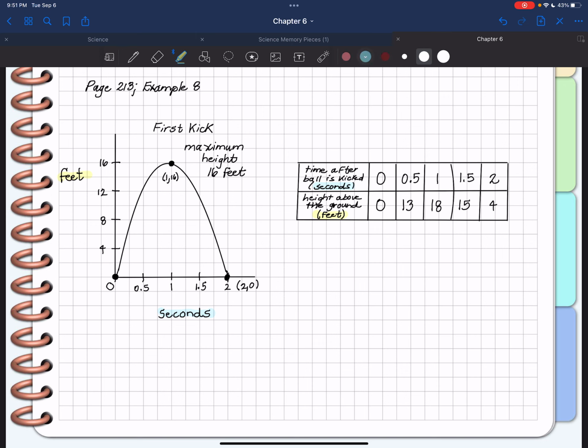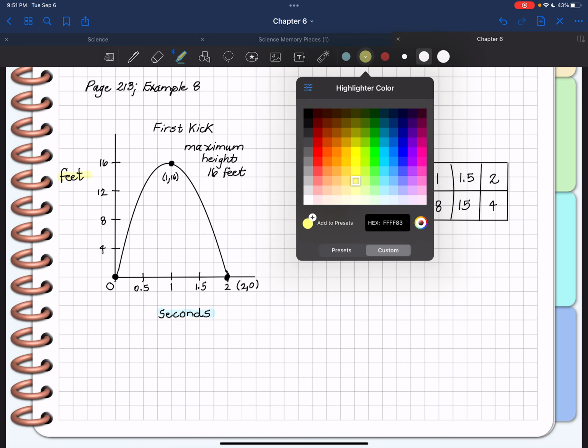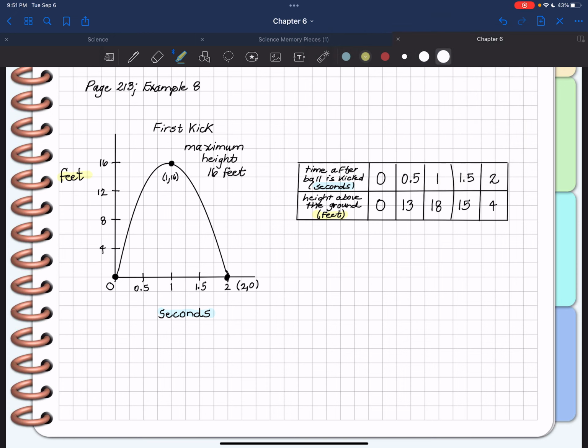So you're looking at your maximum height. That means that you're only interested in this row. So you look out through there and you find the biggest one. There it is. The maximum value of y is 18 feet. And that happened when 1 second had passed.